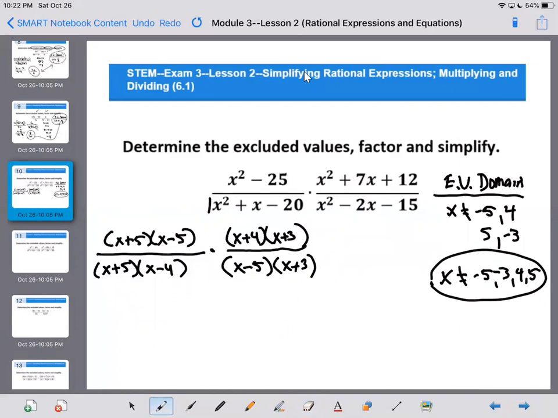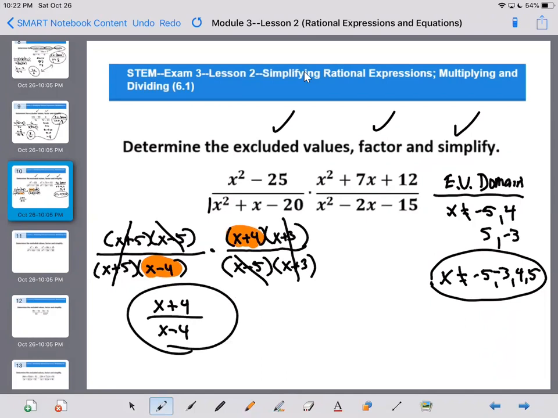Now that we have stated our excluded values and factored it, now we can look to simplify. So these x plus 5s will divide out. This x plus 3, they will divide out. This x minus 5, this x minus 5. So notice what you're left with. You're left with x plus 4 divided by x minus 4 as the expression, along with your excluded values.